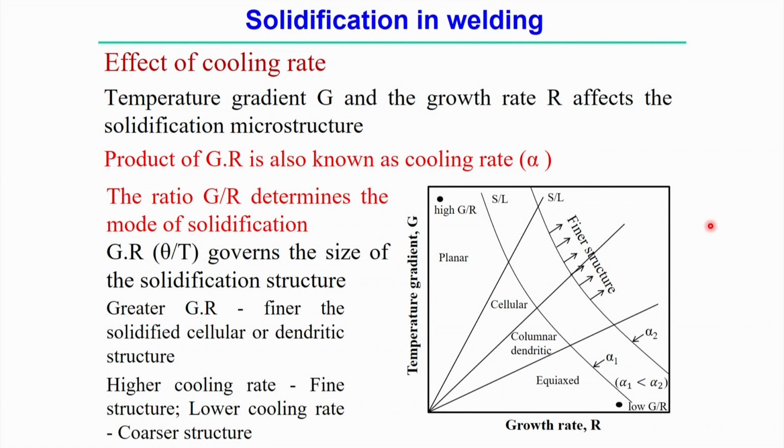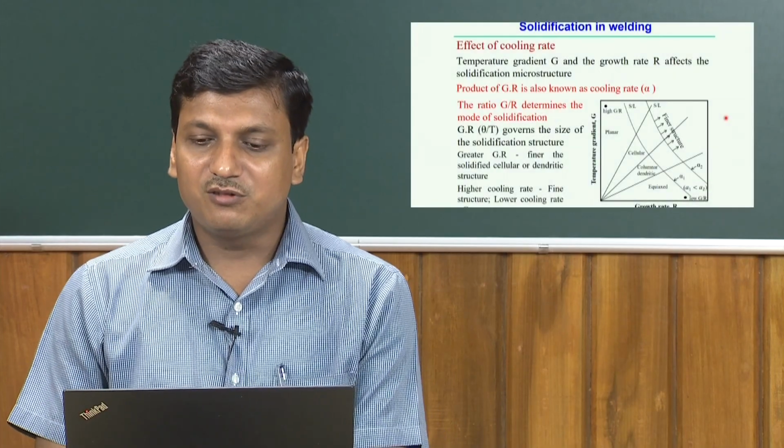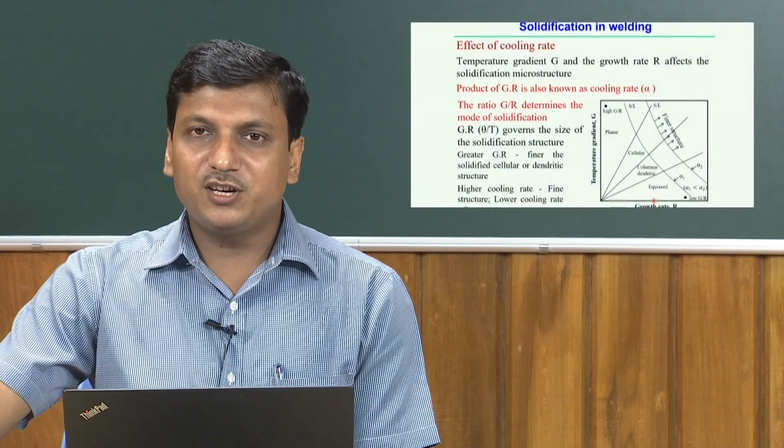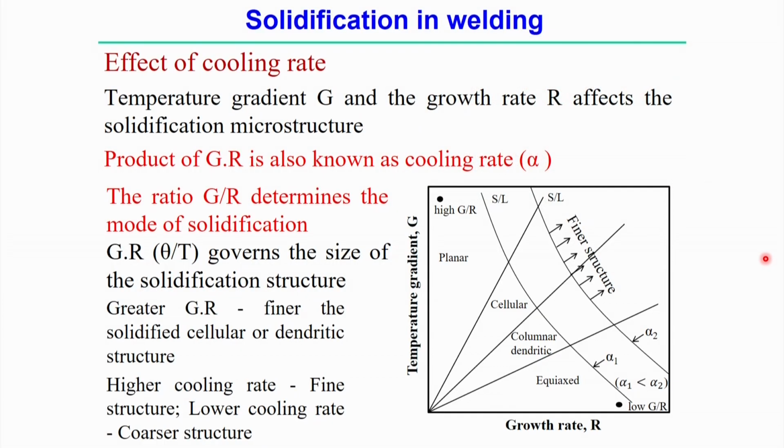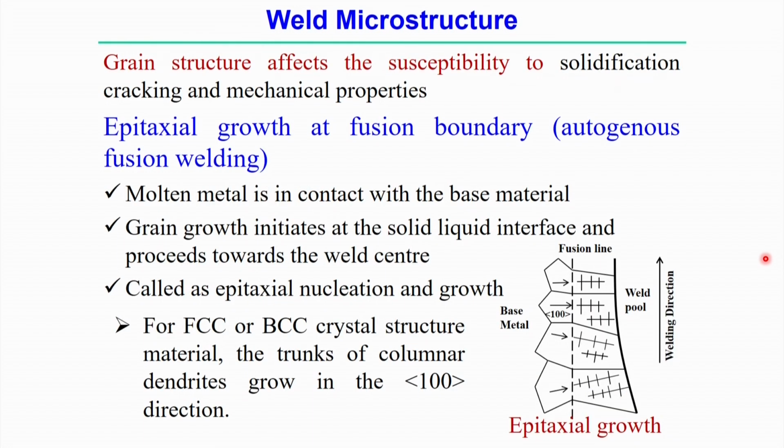So, basically alpha 1 equals G1 R1, and alpha 2 is another value of G into R. From this figure we can explain quantitatively whether it is a fine structure or coarse structure, and at the same time what the solidification mode is, or what the solidified structure is, whether it is planar, columnar, dendritic, or equiaxed. All this kind of information we can get by analysis of this figure. Now, after the solidification mode, we will look into the discussion on the weld microstructure.